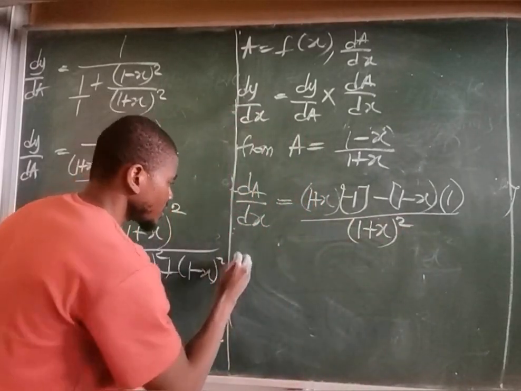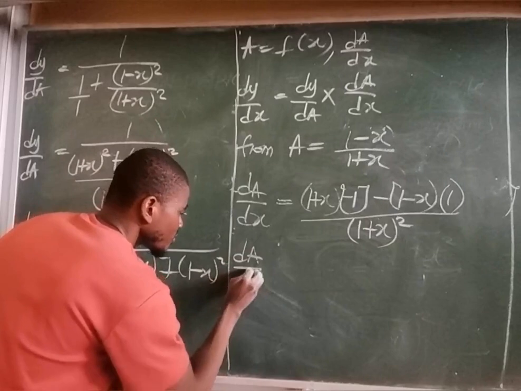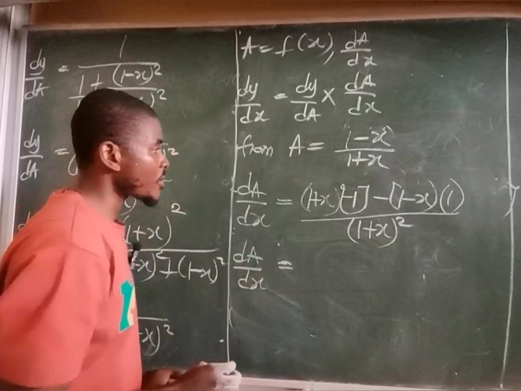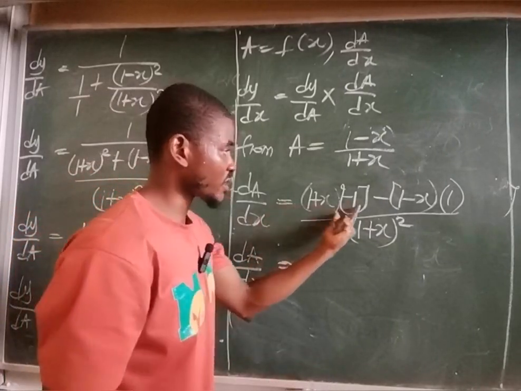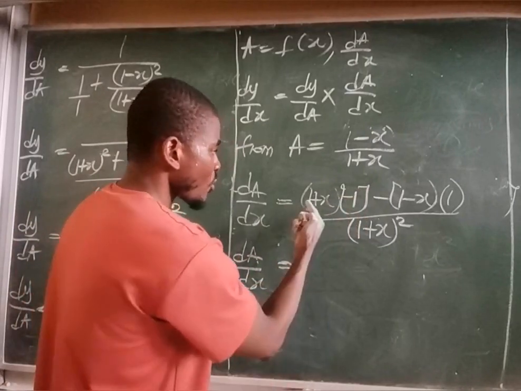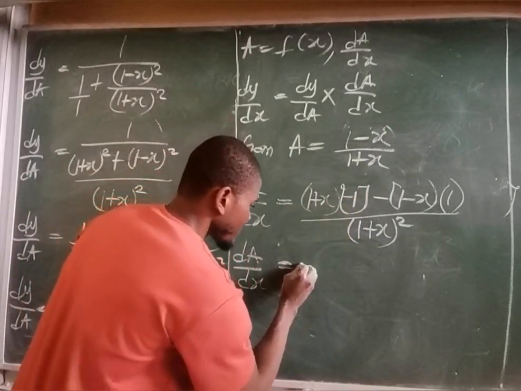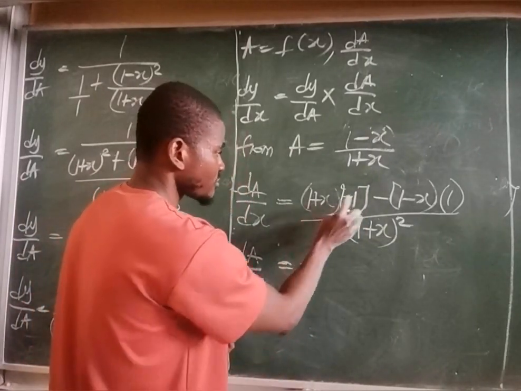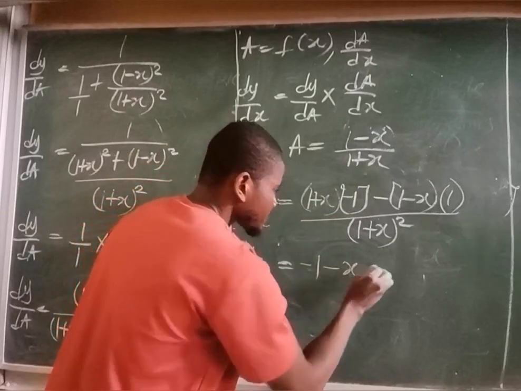So I have this. Okay, so da/dx is now equal to, if I expand this bracket with the minus sign, 1 times minus 1 simply gives me minus 1. x times minus 1 simply gives me minus x.